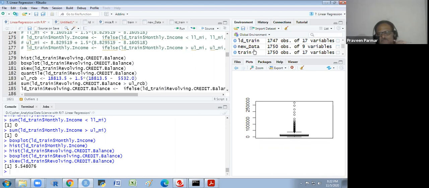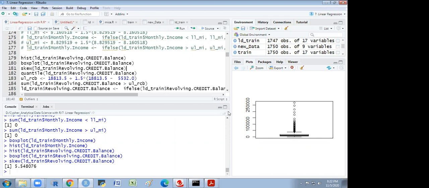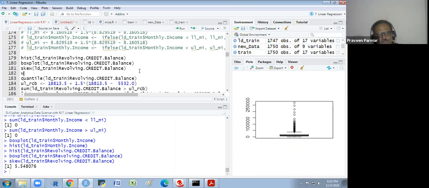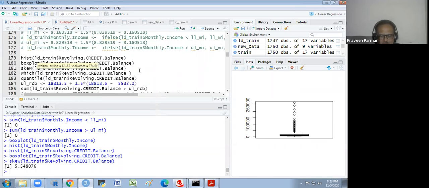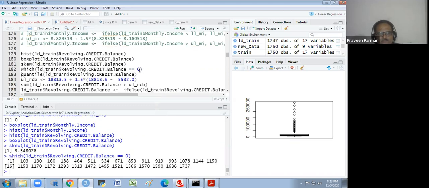I have not changed the scale. First, we have to see which LD_$10 revolving credit balance is. I just say that equal to 0 because there is no negative value. So many are equal to 0.